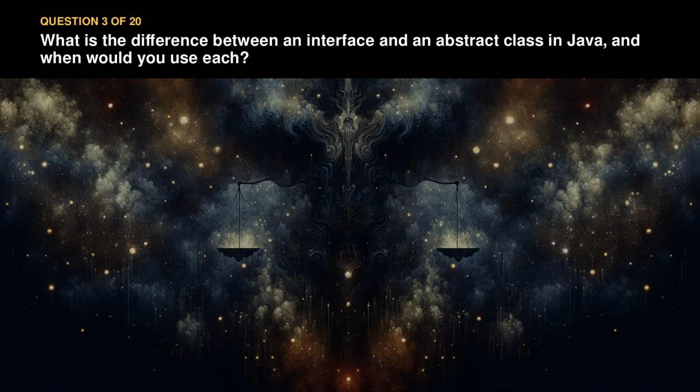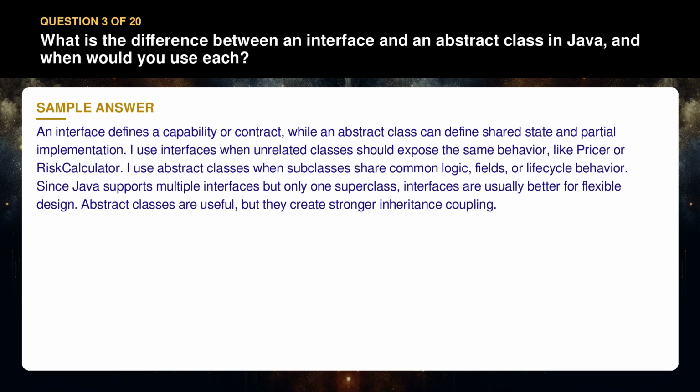Question 3. What is the difference between an interface and an abstract class in Java, and when would you use each? An interface defines a capability or contract, while an abstract class can define shared state and partial implementation. I use interfaces when unrelated classes should expose the same behavior, like pricer or risk calculator. I use abstract classes when subclasses share common logic, fields, or lifecycle behavior.